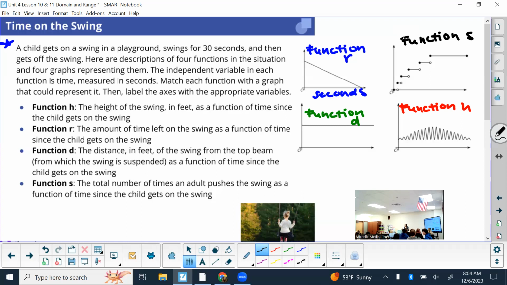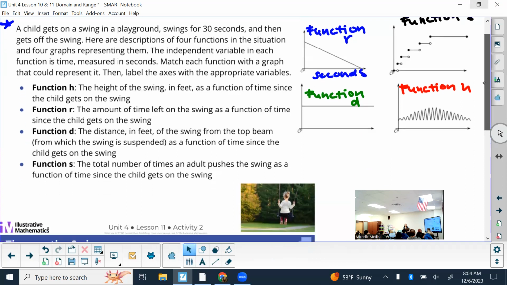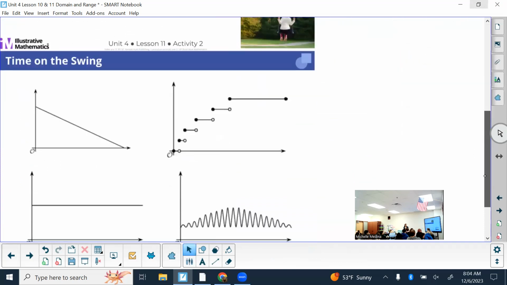What's going on? We're not done with this activity. Okay, well, the whole point is domain and range. All we did so far was match them. So now we need to identify domain and range for each one. All right, so we matched them. Now we're going to identify domain and range.